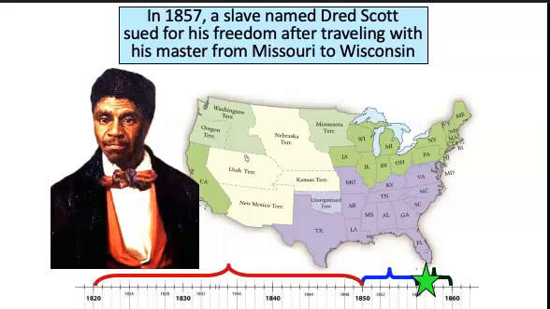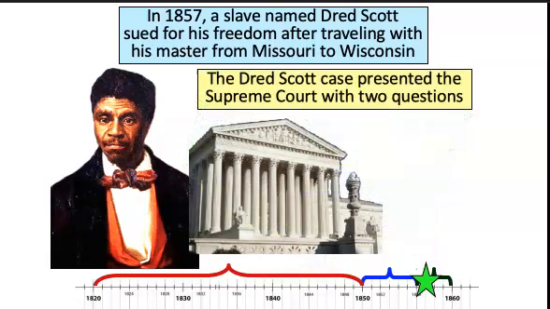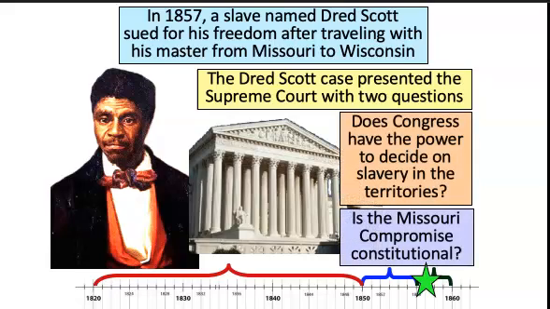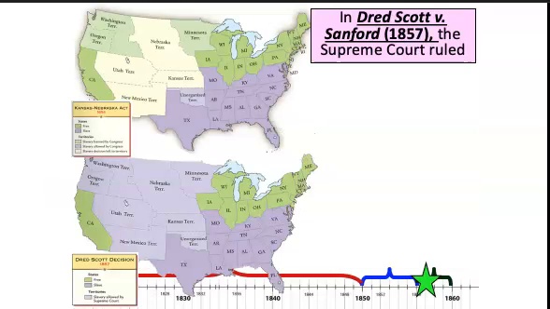Now, the case went all the way to the Supreme Court, and it presented the Supreme Court with two major questions. The first question was, does Congress have the power to decide on the issue of slavery in the territories? And was the Missouri Compromise, which had created those free states and created the free territory of Minnesota, constitutional? And so in 1857, they come down with their ruling.